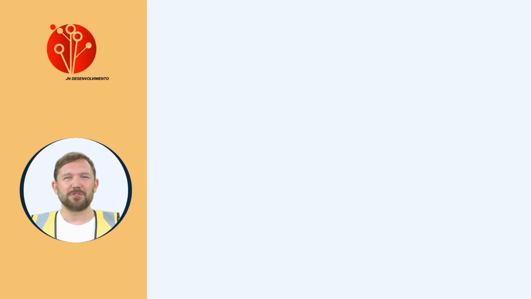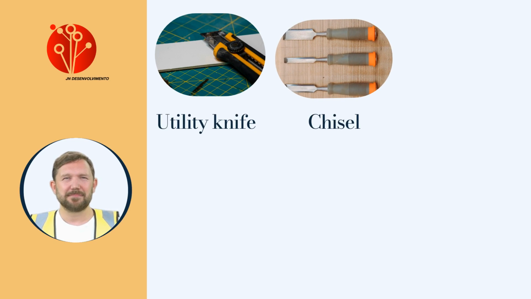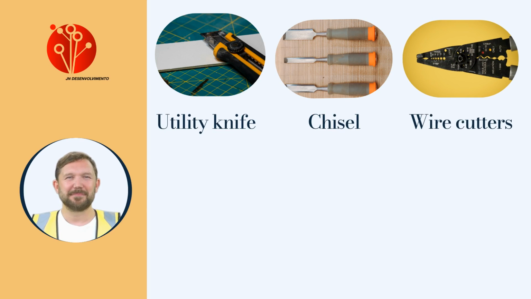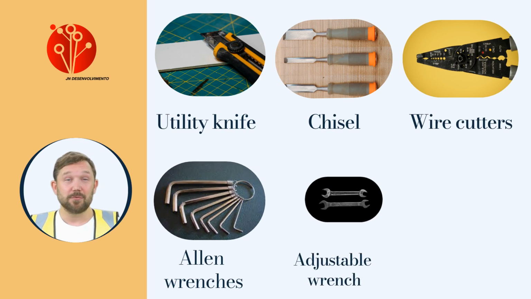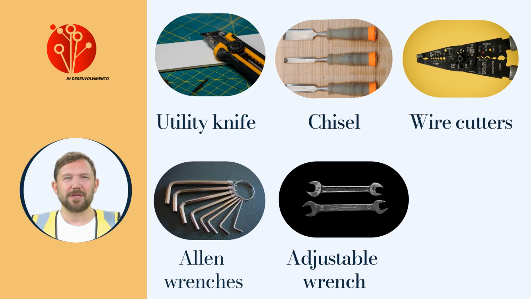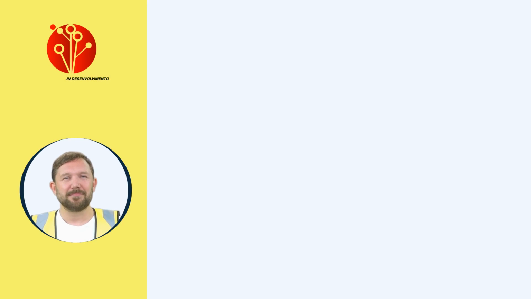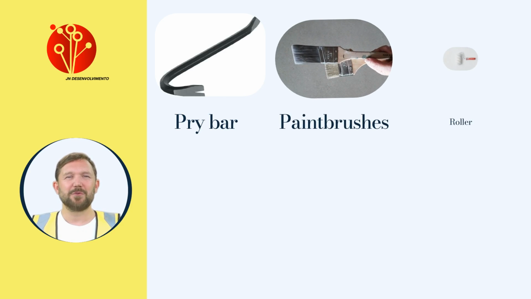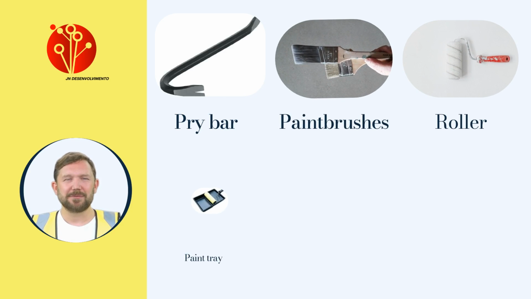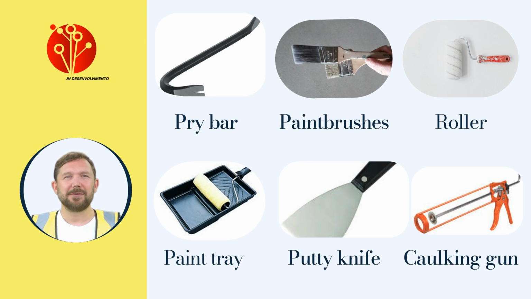Now let's move on to utility knife, chisel, wire cutters, Allen wrenches or hex keys, adjustable wrench, as well as clamps. After that, we'll see pry bar, paint brushes, paint roller, paint tray, putty knife, and caulking gun.